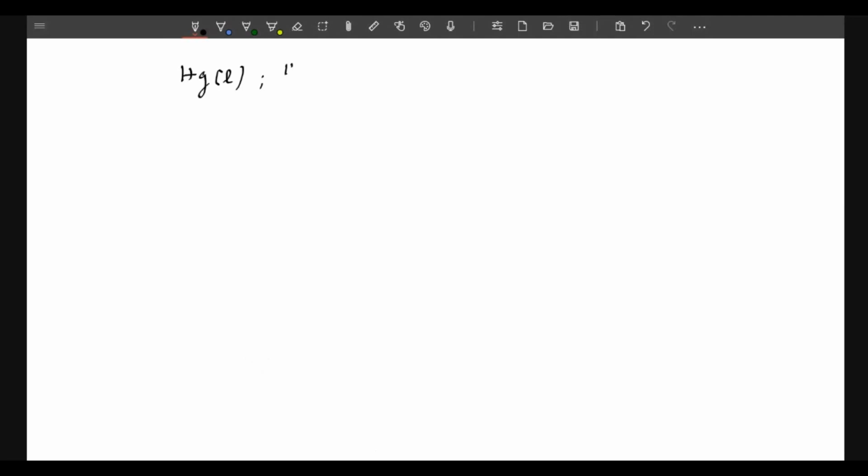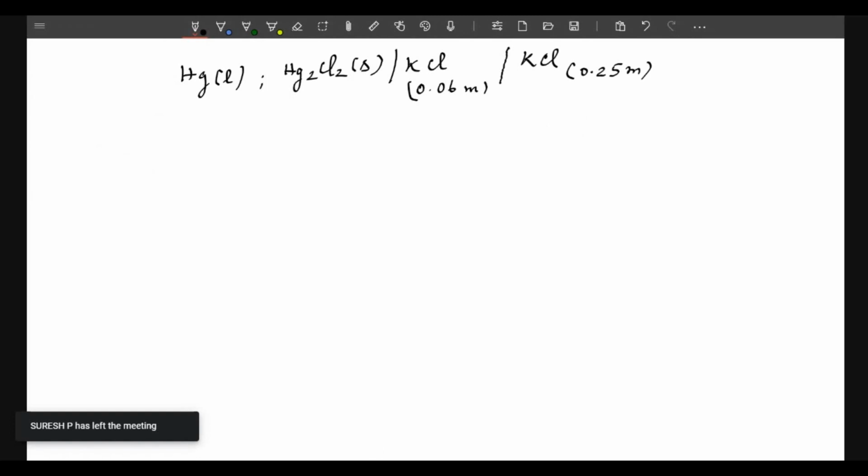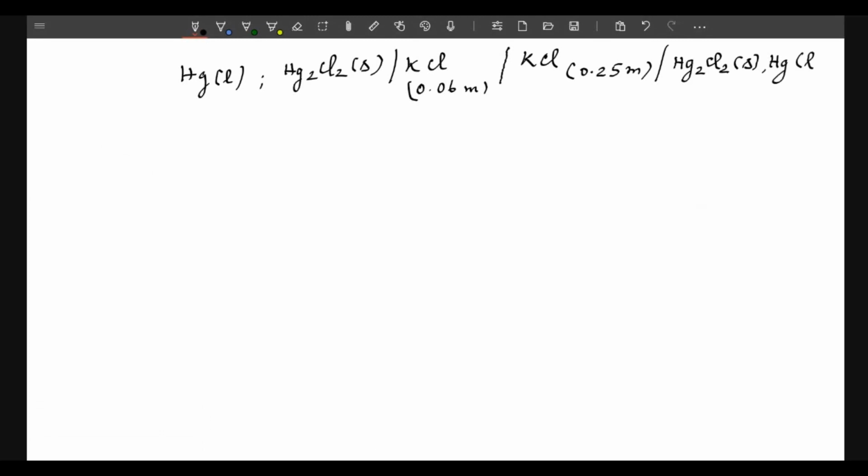Mercury liquid, mercurous chloride solid. This is a metal insoluble salt electrode, dipped in KCl, its activity is 0.06 molar. Generally, molar activity is calculated. They would give it in terms of molar, otherwise you will be given in terms of molarity. A equal to it. Then a single line, which indicates a semi-permeable membrane, or dotted lines will be given, and KCl 0.25 molar, mercurous chloride Hg2Cl2 solid and mercury in the liquid state.